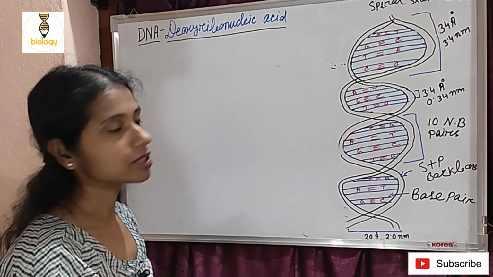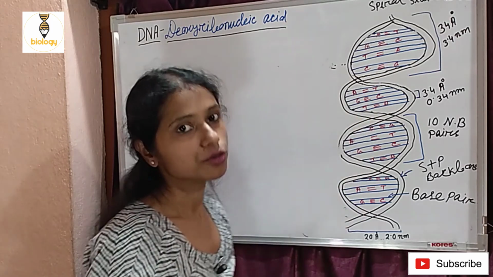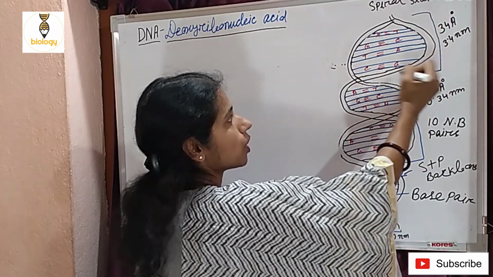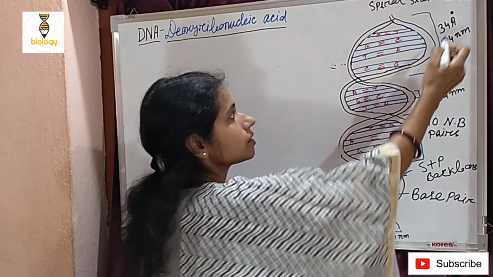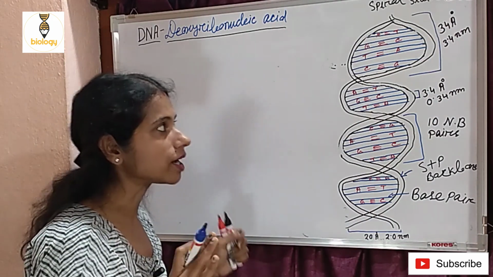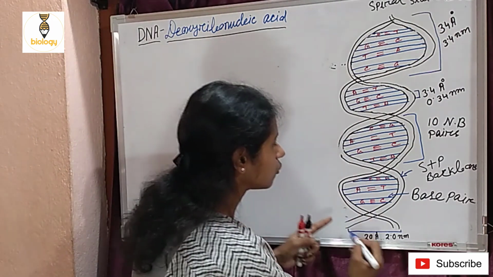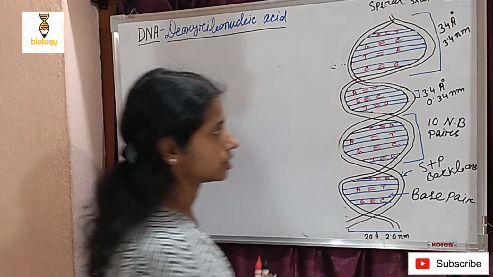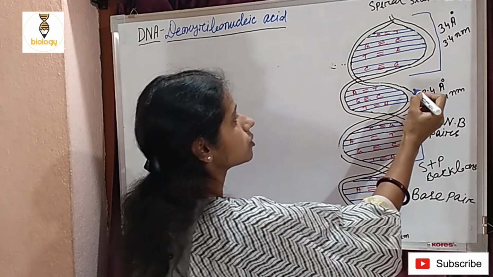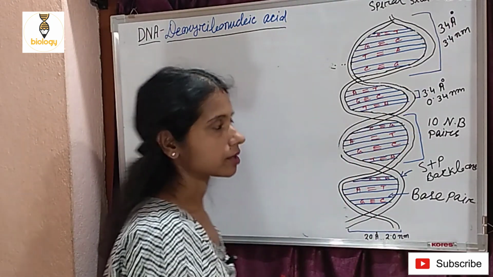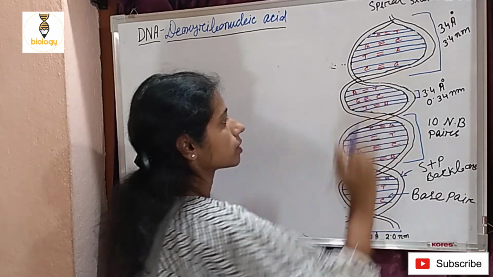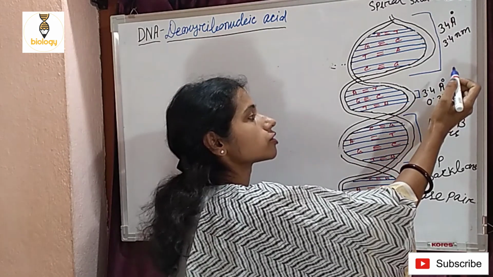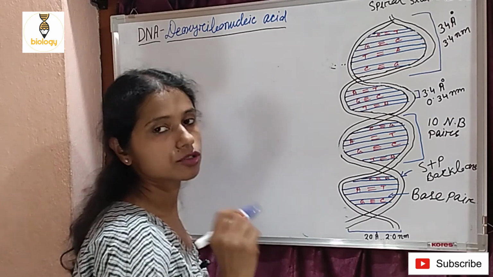Whatever thing we can see under microscope, we use this unit of measurement. So, this one coil, distance between two coils, here to here, the distance is 34 angstrom or 3.4 nanometer. If you come to the width, it is 20 angstrom or 2 nanometer. If you come to the gap between two nitrogen bases, this is one nitrogen base, next one is another nitrogen base. So, in between these two nitrogen bases, the gap is 3.4 angstrom or 0.34 nanometer.